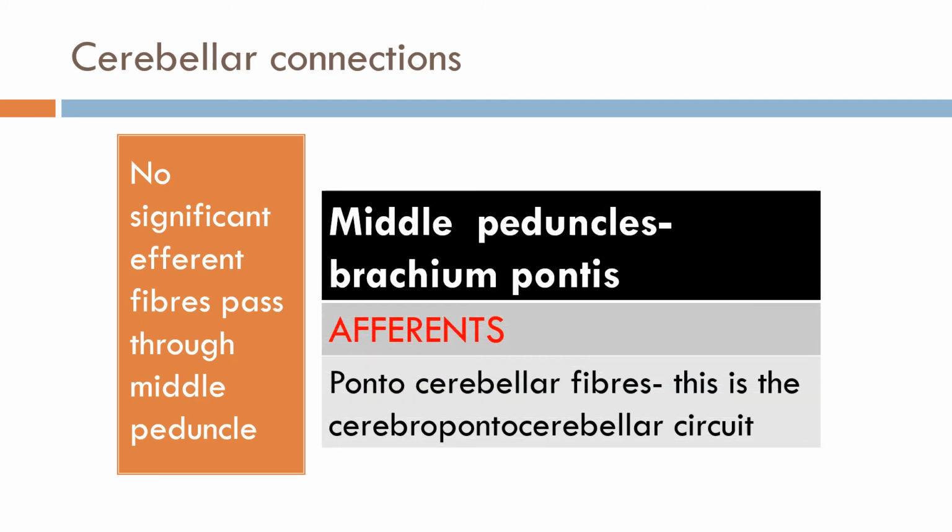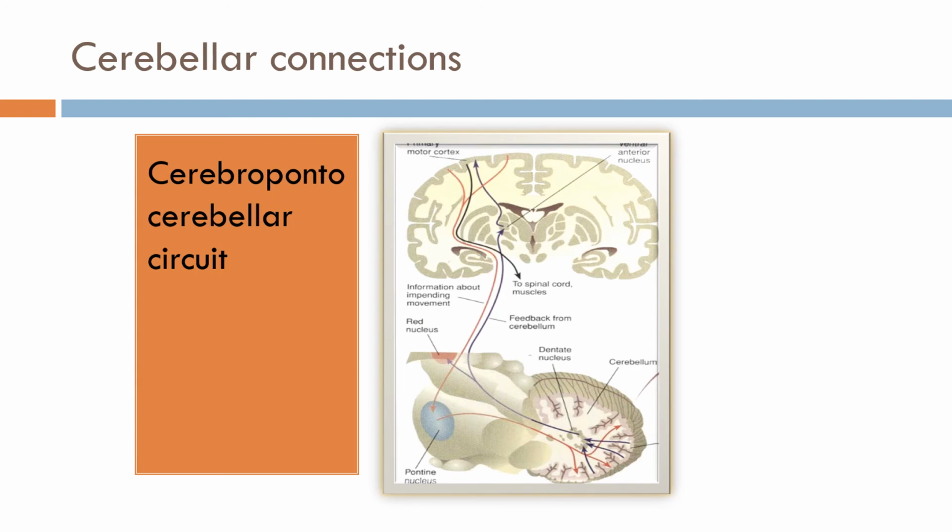If you see the middle peduncle, the afferents are the pontocerebellar fibers. So they form the cerebropontocerebellar circuit. No significant efferents pass through the middle peduncle. So this is the cerebropontocerebellar circuit. From the cerebrum, in between we have the pons, then to the cerebellum. We have learnt in the pons the pontine nuclei. From the pontine nuclei, this cerebropontocerebellar circuit passes through the middle cerebellar peduncle.